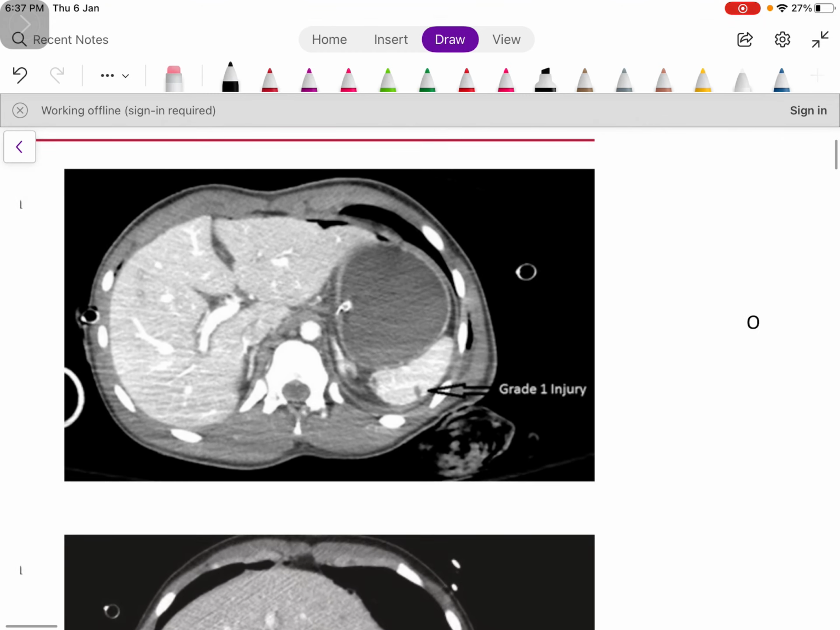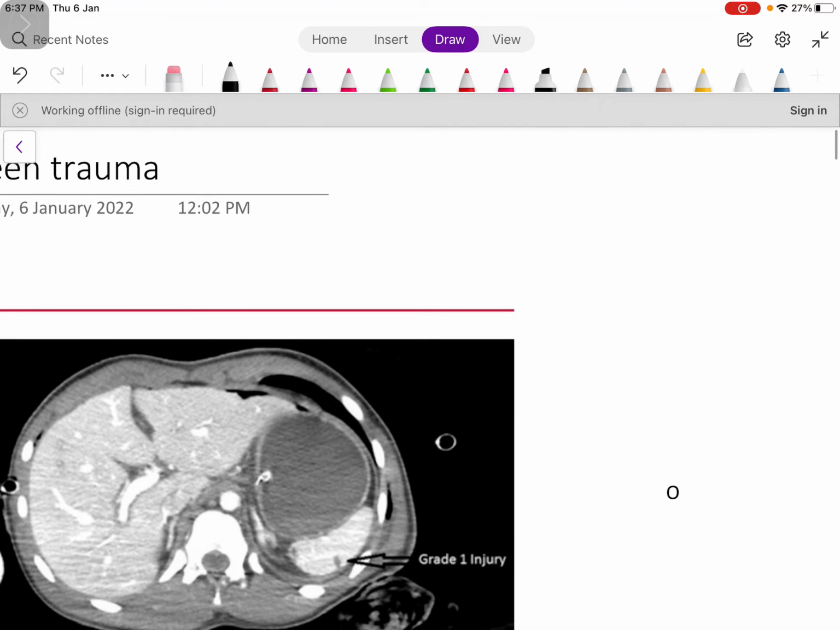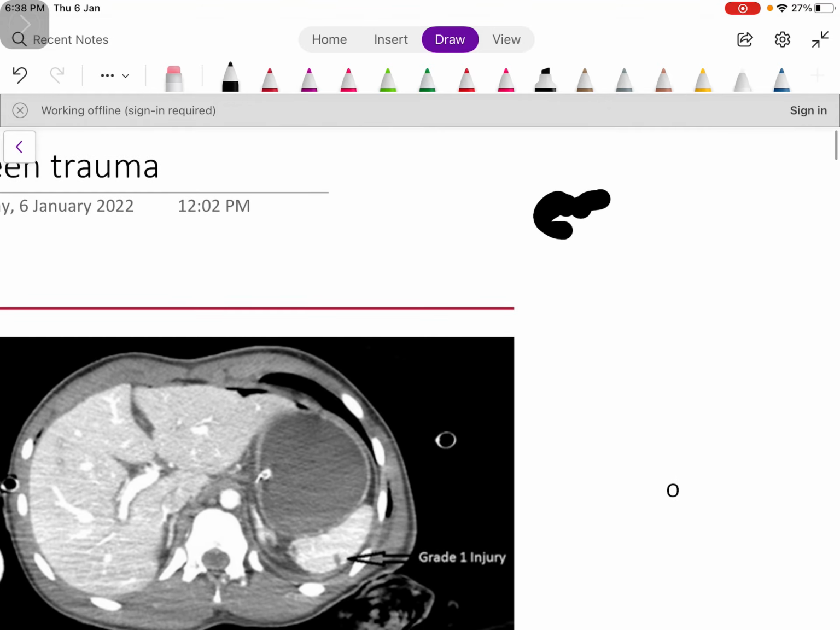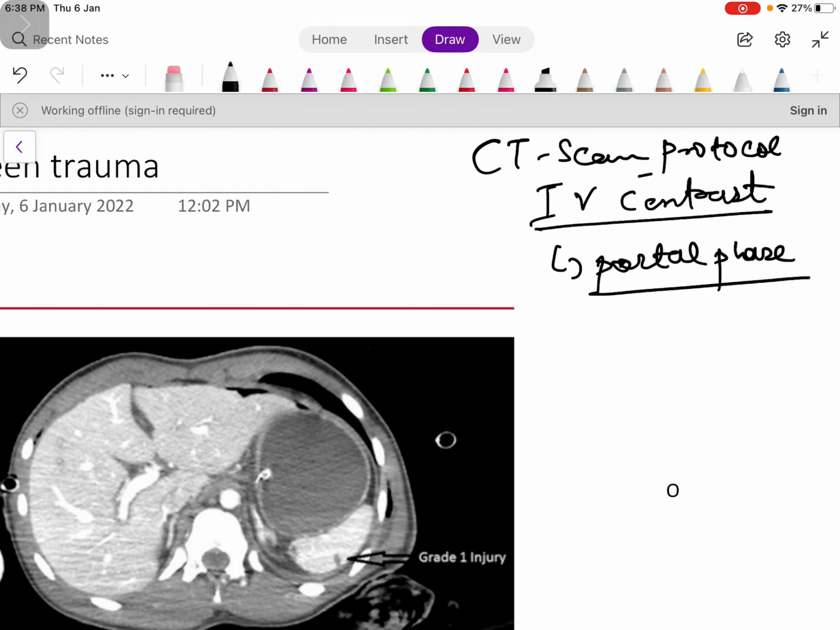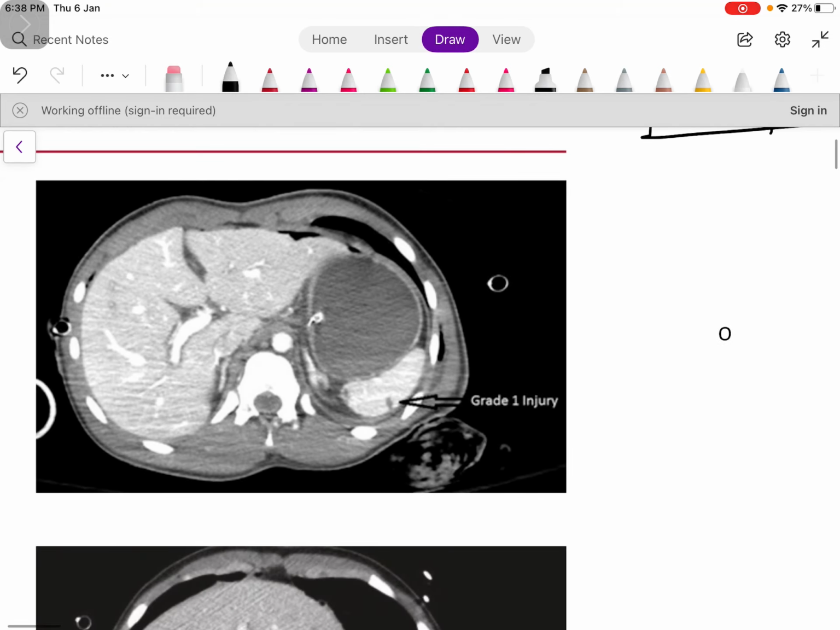Now let's see the various gradings in the CT scan. So what is the CT scan protocol? We need to give IV contrast, and we need to scan the spleen in the portal phase. This is the CT scan protocol. Now you can see that IV contrast has been given, and this is the portal phase.